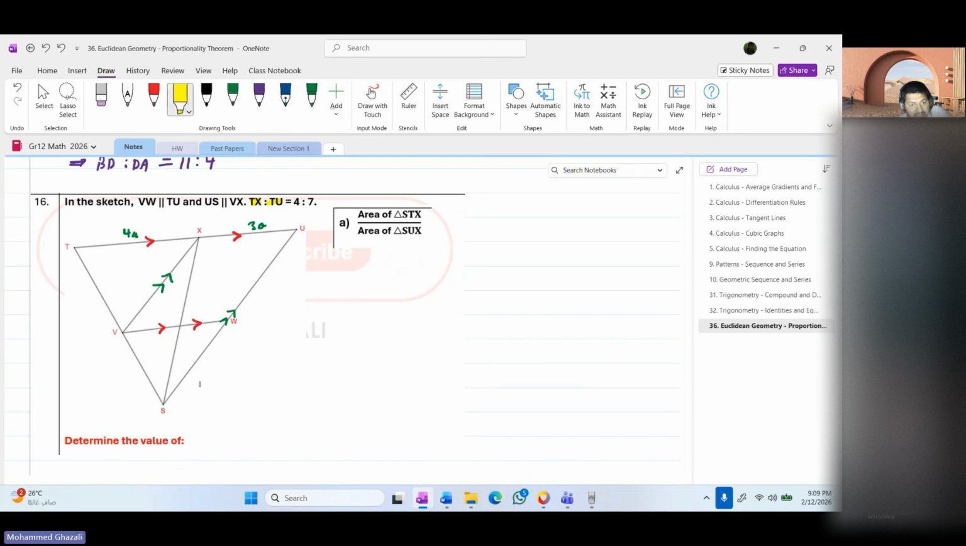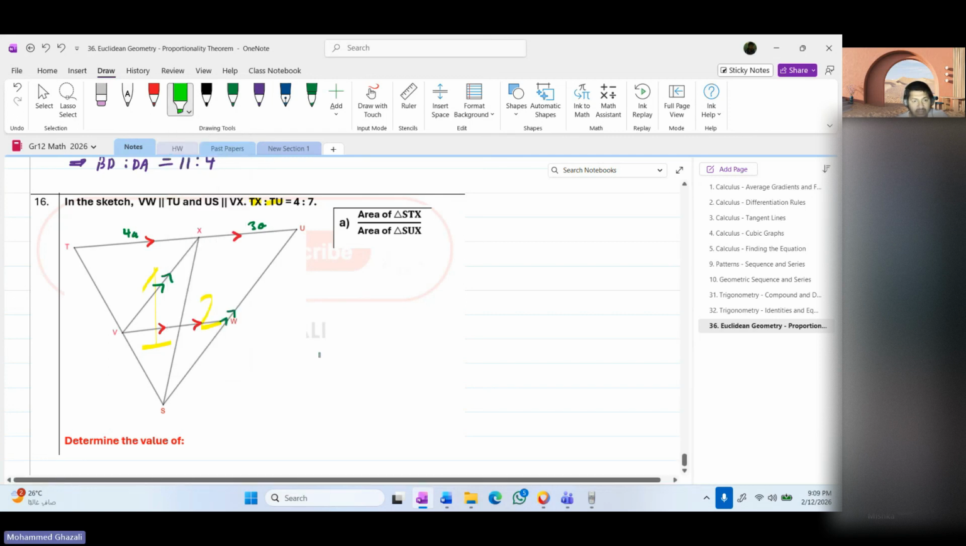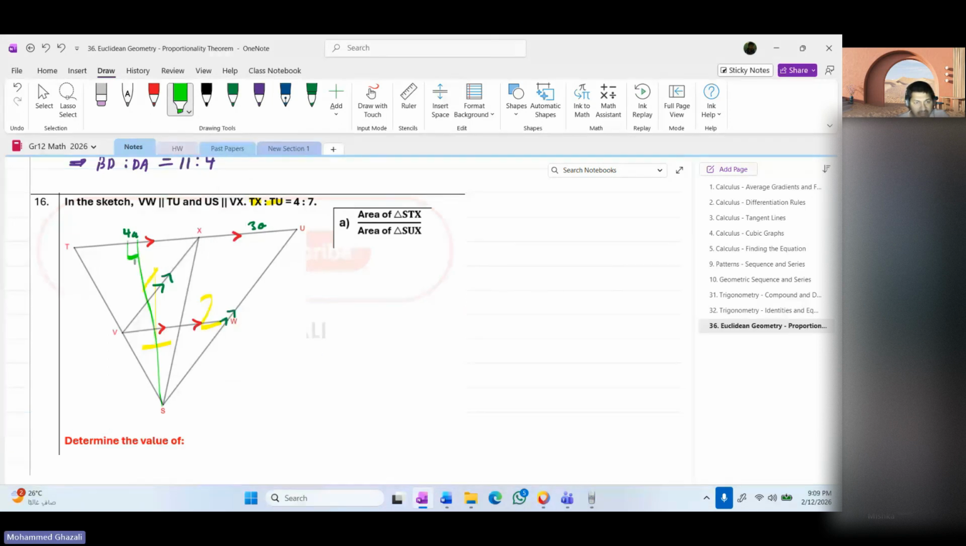STX. Where's STX? So I want to find the area of this triangle STX over the area of triangle SUX. All right, so if you want to find the area of the triangle, think of this as the base. You have a common altitude here, so you drop down a perpendicular height here. This triangle is obtuse, the height is outside. So it's just half base times height, half base times height.